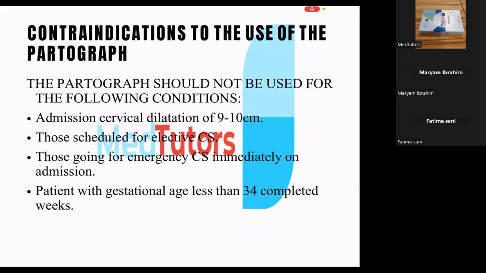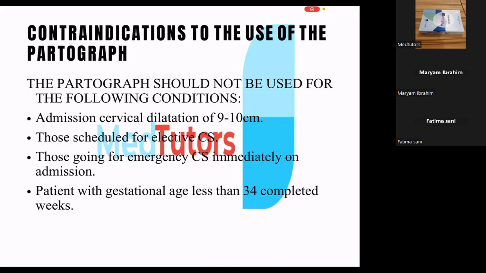And then women who you have already scheduled for elective CS. If the woman is going for CS, then you don't have to open a Partograph for her, because the Partograph is only for women who are going for spontaneous vaginal delivery. Then you also don't open a Partograph for a woman who is going for emergency CS immediately on admission.